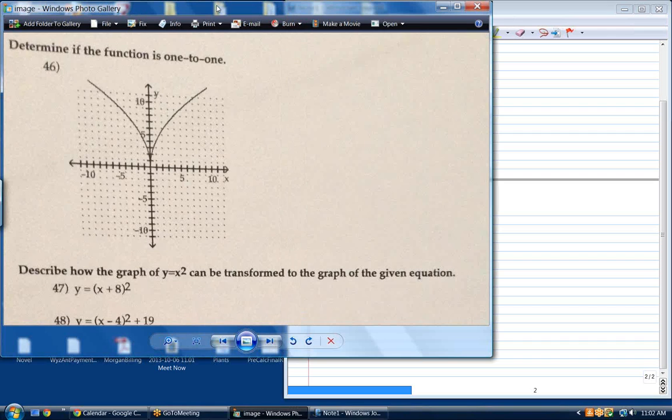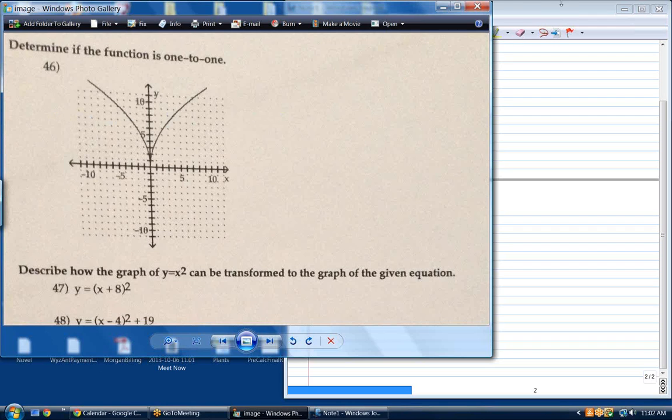Is that function one-to-one? One-to-one means that not only, for something to be a function, does it have to pass the vertical line test, but for a function to be one-to-one, it has to pass the horizontal line test. In other words, it has to pass horizontal and vertical. And this does not pass the horizontal line test. If I draw a horizontal line through there, I pass through the function twice.